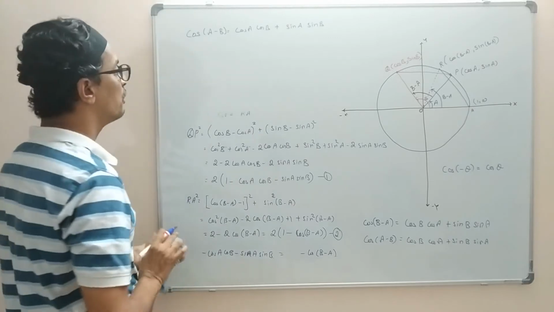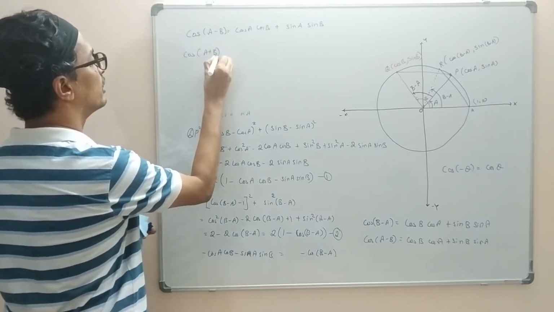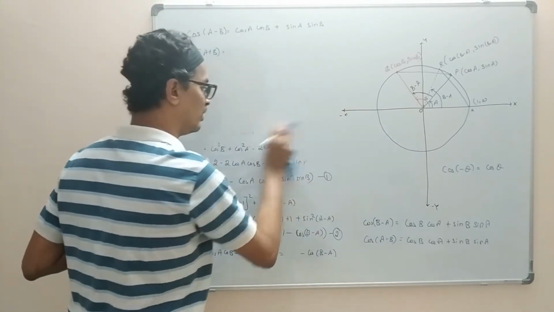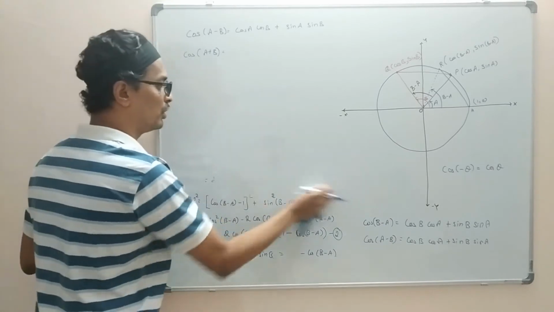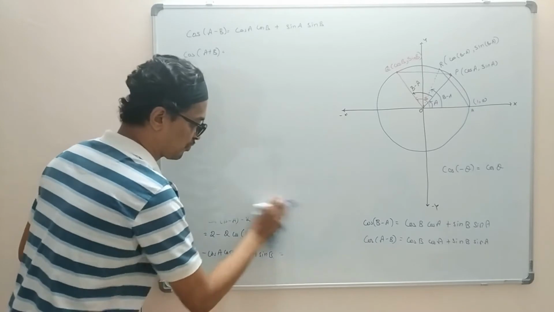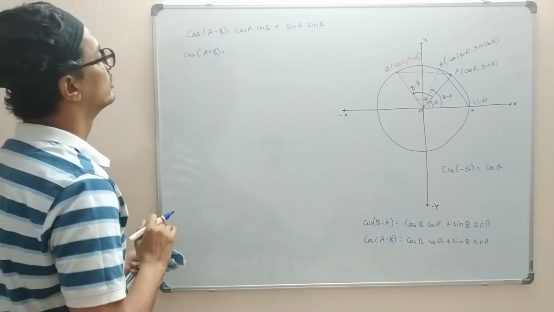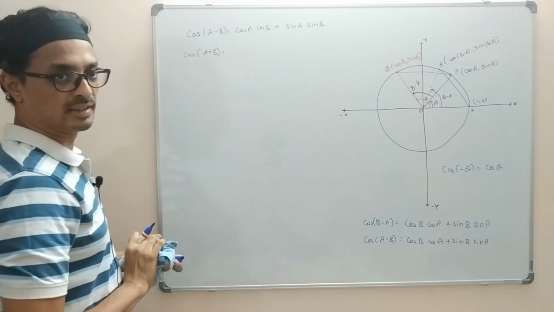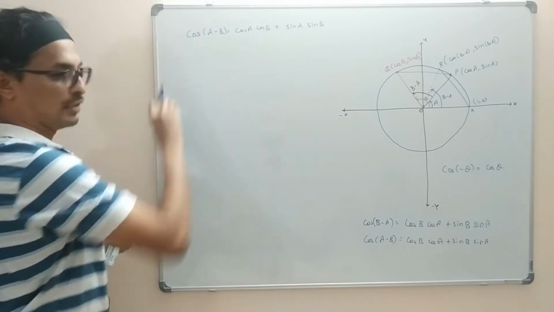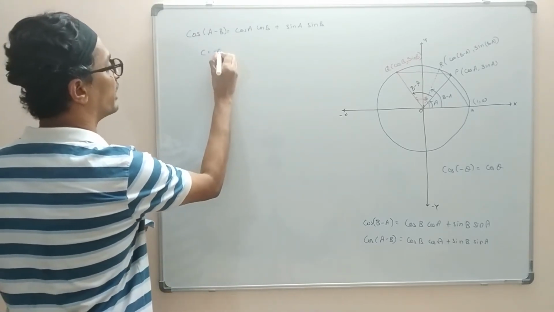Now, what will be cos a plus b? Tell me, how will you do that? You don't have to do all this jugglery. Just from the above relation, you can get it. How? If I replace, so let me find out for the addition of it. I am going to have another angle C equal to minus B.